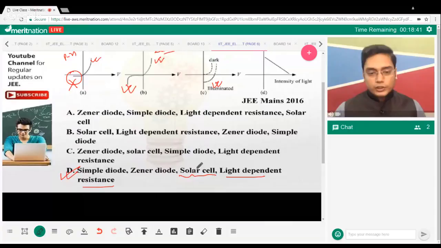Any doubt, feel free to ask. Same timing, Sonakshi, same timing.